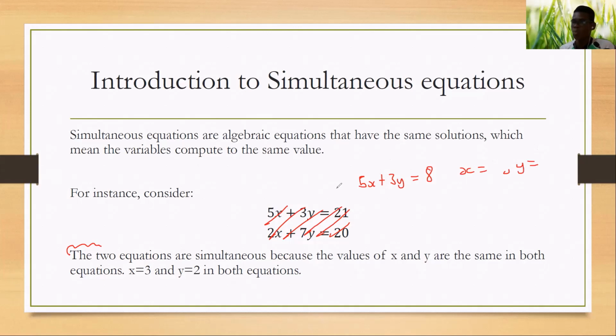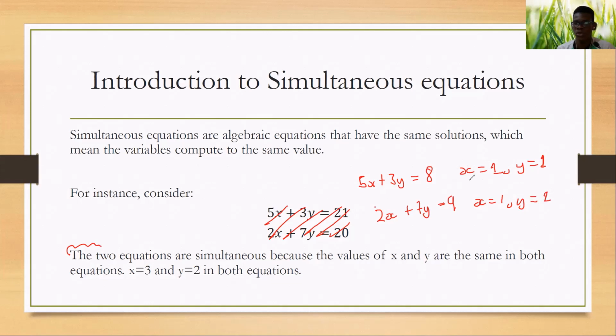And you know that purely just by looking at it: 5 times 1 is 5, plus 3 times 1 is 3, 5 plus 3 is 8, and therefore x is equal to 1 and y is equal to 1. Right? Again, very simple. Now, if I give you another equation, 2x plus 7y, and I say this is equal to 9, again you see here that x is equal to 1 and y is equal to 1.